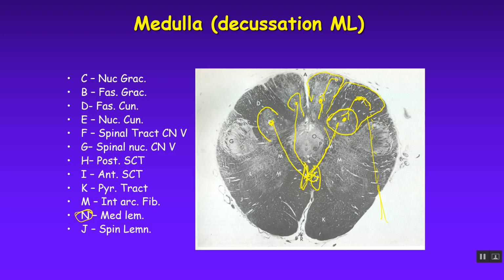And that little crossing point right there, that's the lemniscal decussation. This is the decussation of the medial lemniscus, the lemniscal decussation. Here's our pyramids right here. Those are motor structures, but this is above the decussation of the pyramids, which is down lower where we just were, okay? So this is lemniscal decussation.